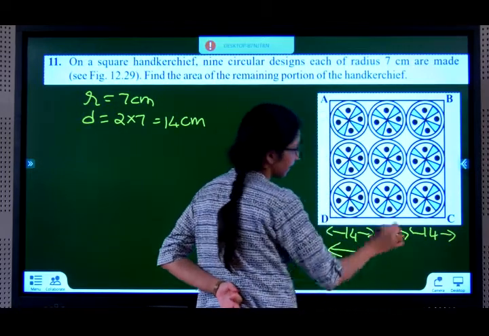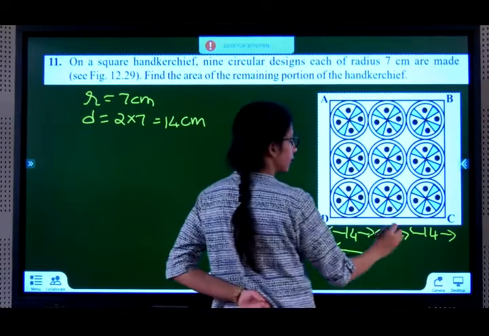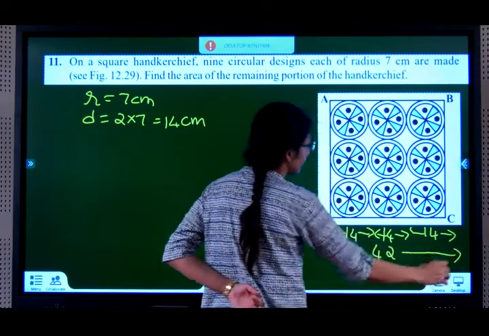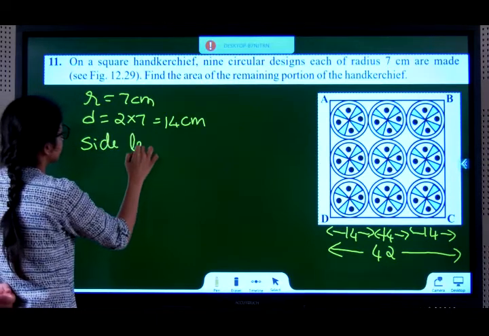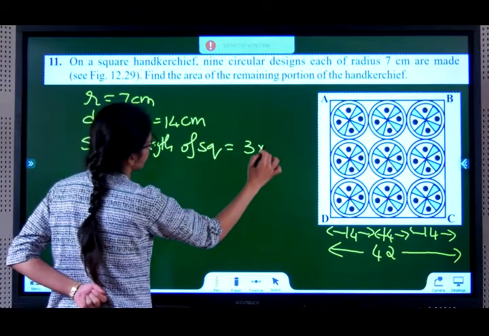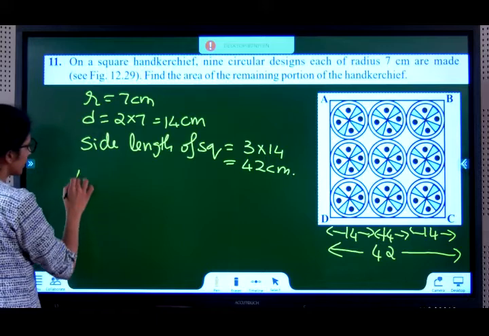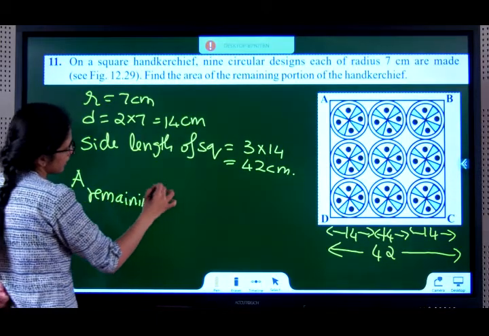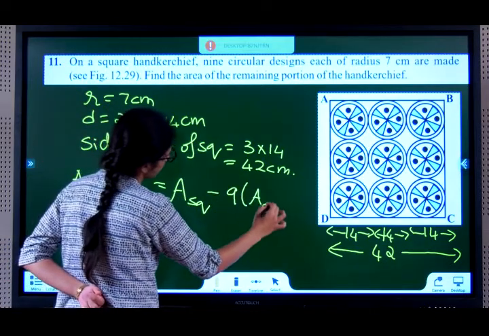This gives us the side length of the square as 14 plus 14, 28, 28 plus 14, 42, 42 centimeters, right? So side length of the square is 3 into 14, which is 42 centimeters. Area of remaining portion is equal to area of square minus 9 into area of circle.